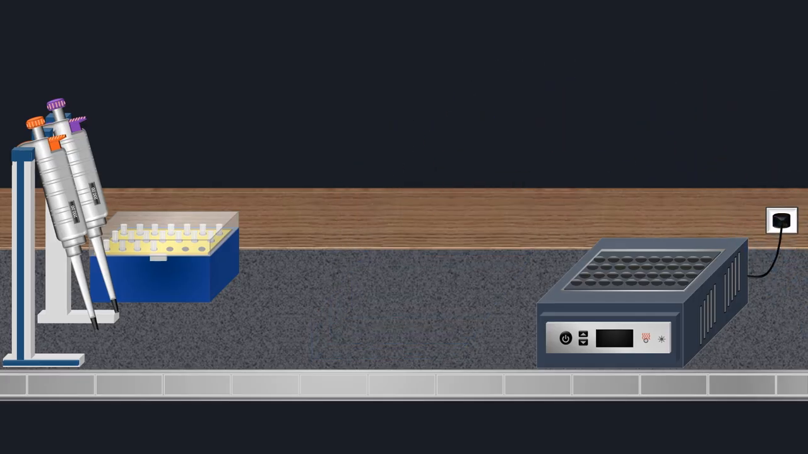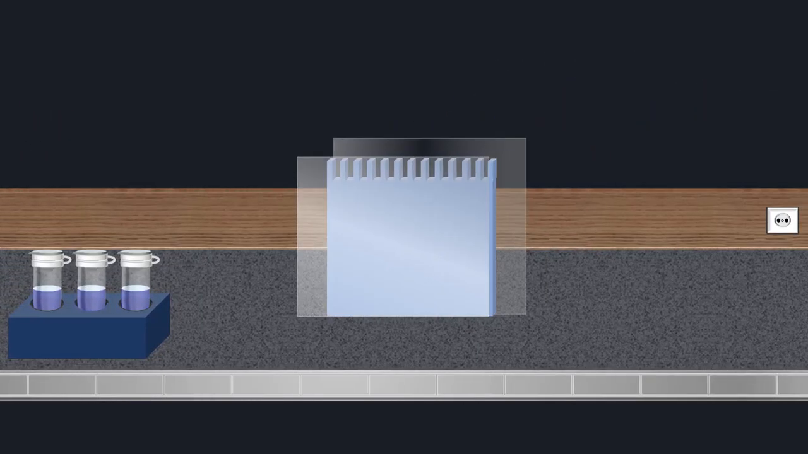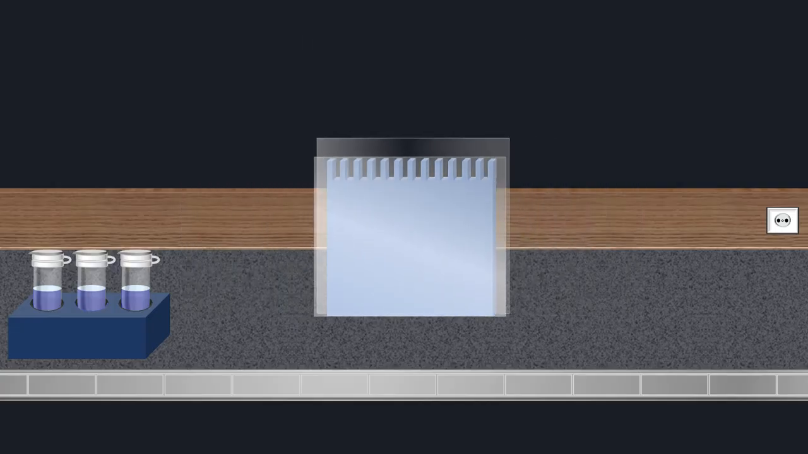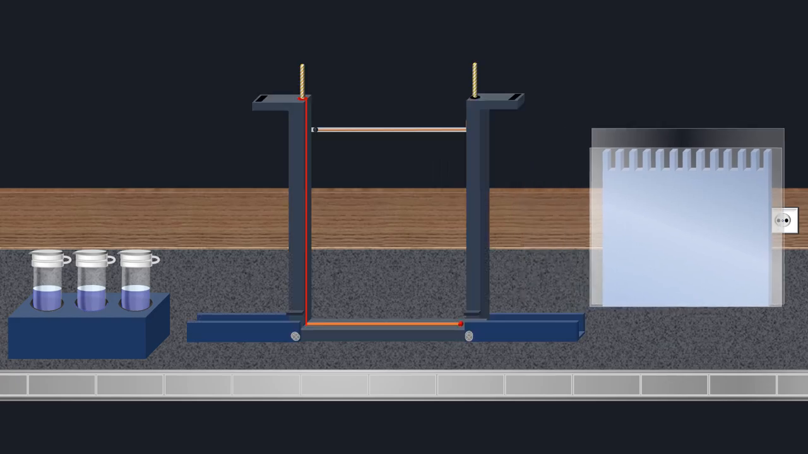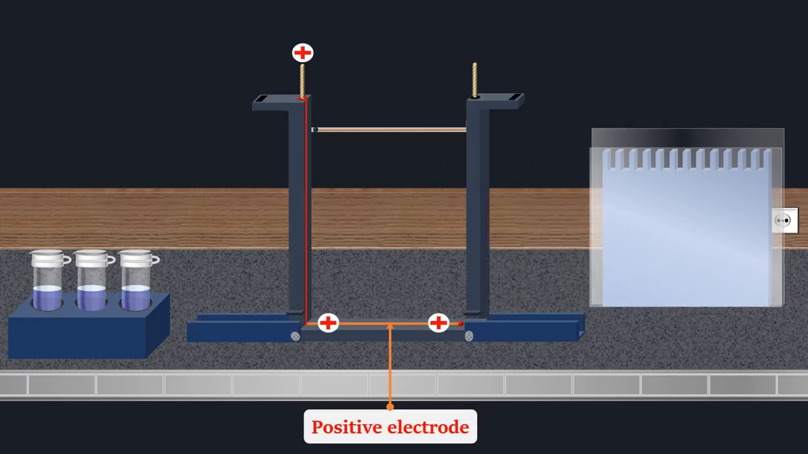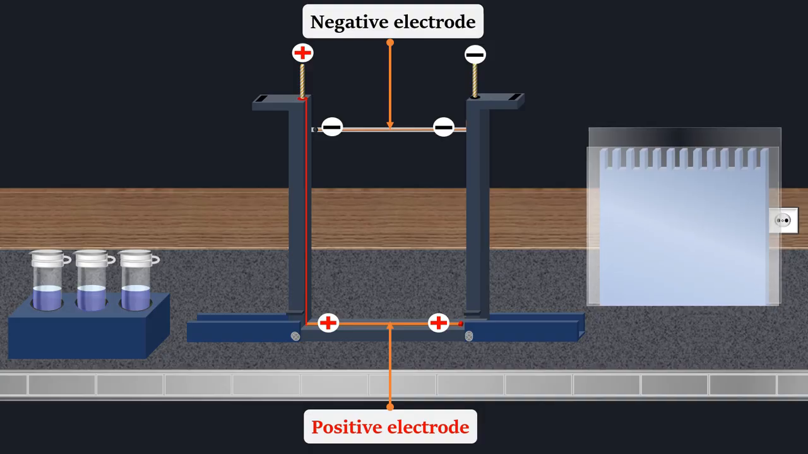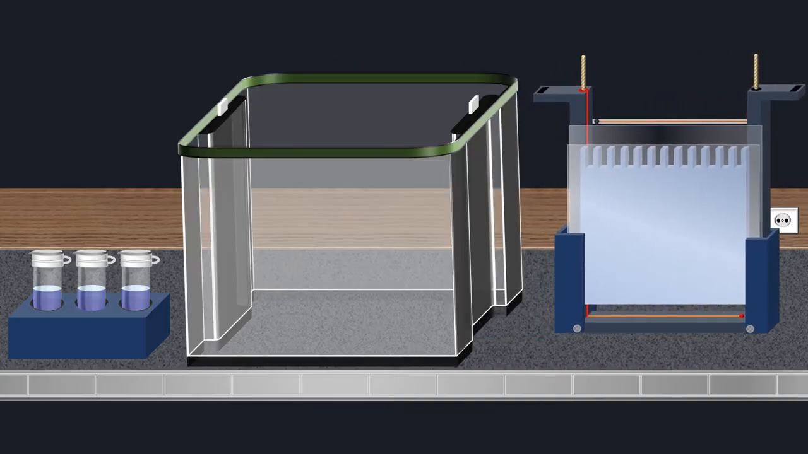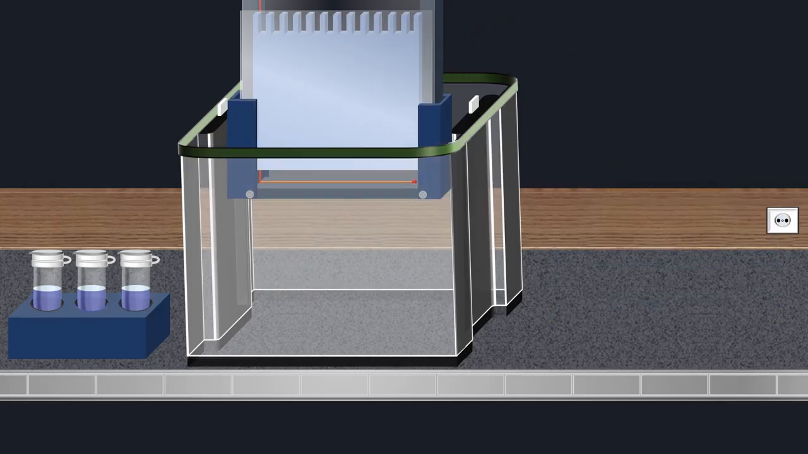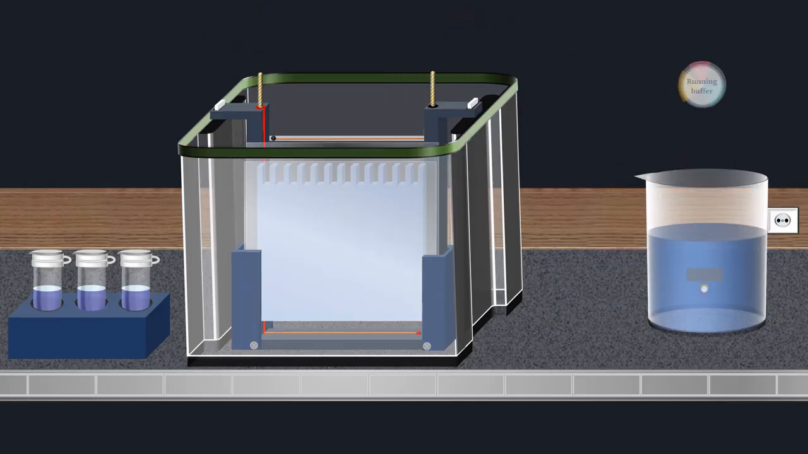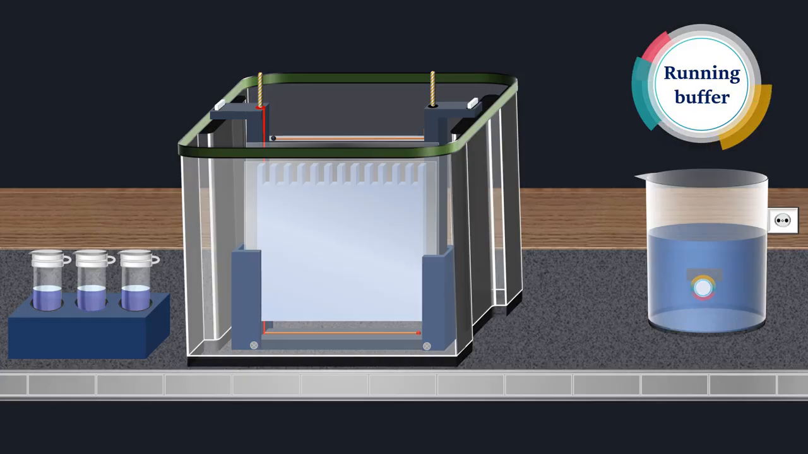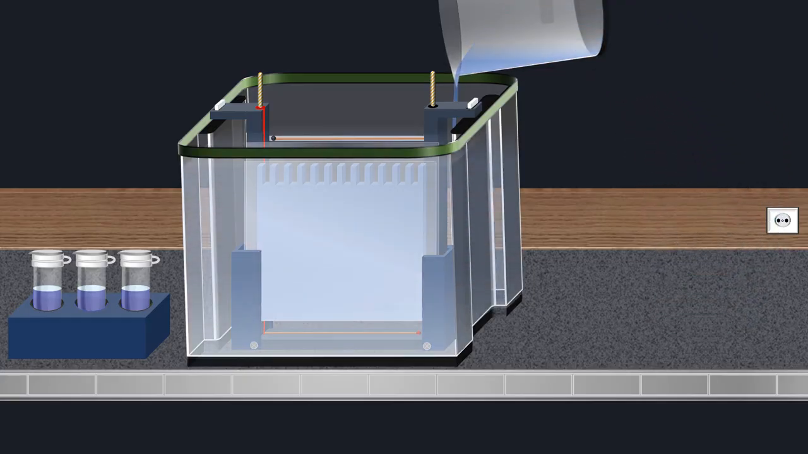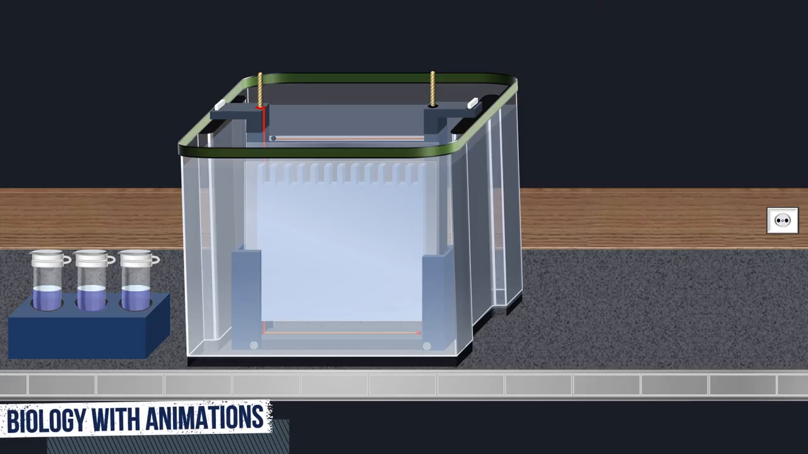The gel is produced by polymerization between two glass plates anchored vertically in a cassette. The gel cassette is placed vertically between two electrodes. The positive electrode is located at the bottom of the gel, whereas the negative electrode is positioned at the top of the gel. Next, the gel is inserted into a chamber. Then a running buffer is poured to allow the conduction of current through the gel. SDS is also present in the gel and in the running buffer to make sure that once the proteins are denatured, they stay that way throughout the run.